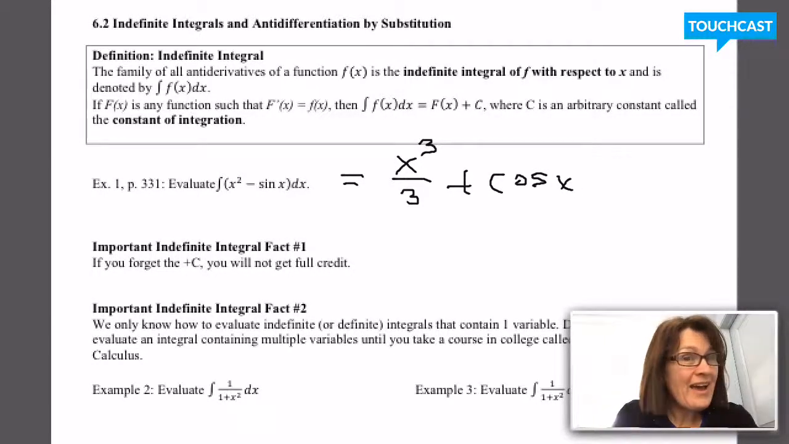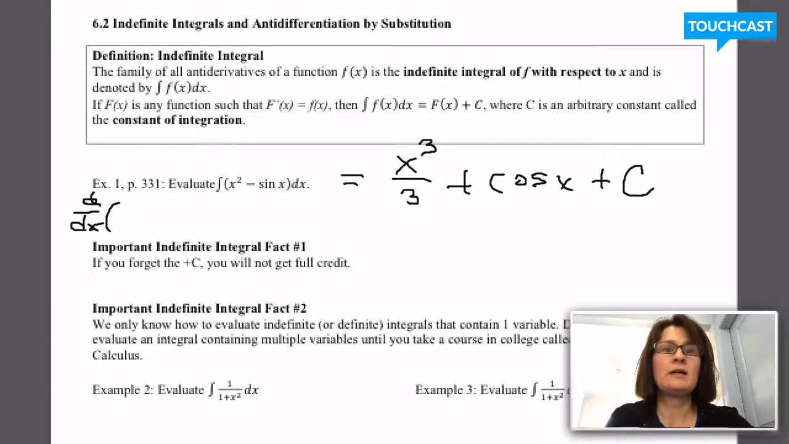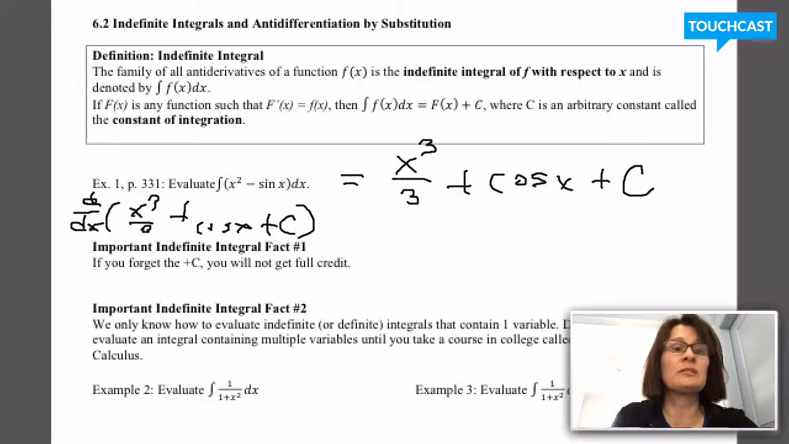And I don't have enough information to figure it out, but I know that there might have been some number added or subtracted here, so I have to include the plus c. And the good news is you can always check your answer to an indefinite integral problem. We're going to do that by taking the derivative of our answer. So I'm going to find d dx of x cubed over 3 plus cosine x plus c, and I'm going to check that I get the integrand I started with.